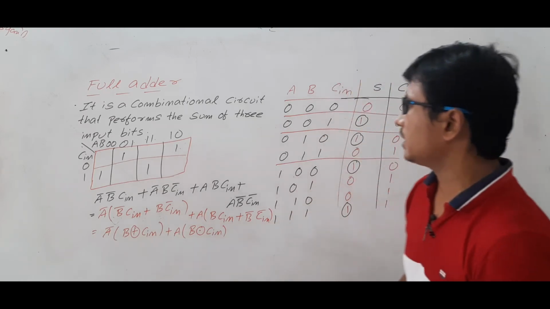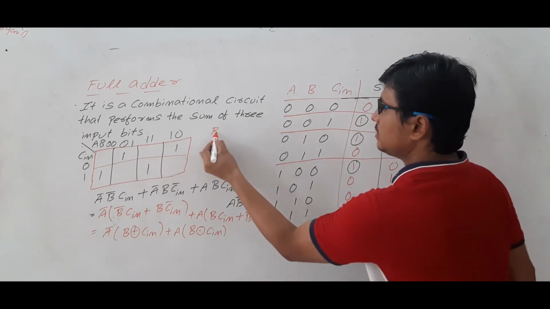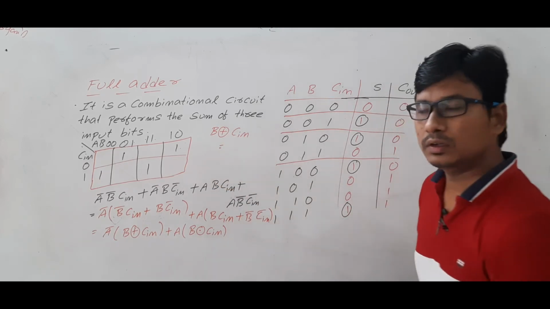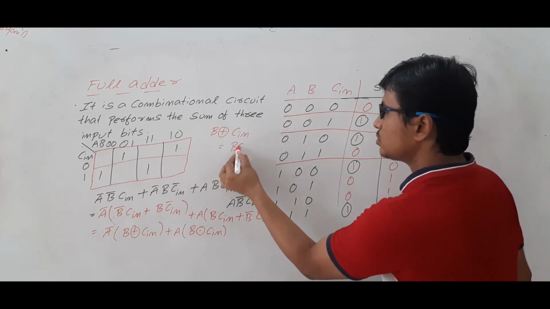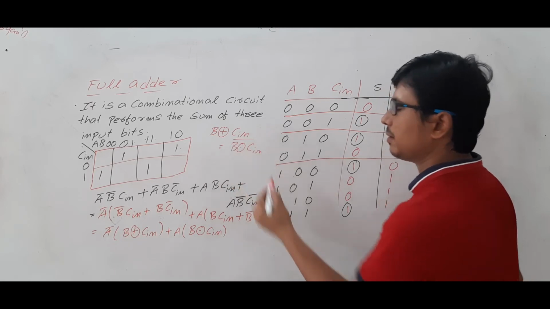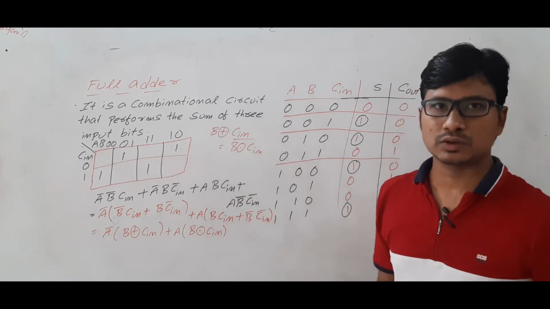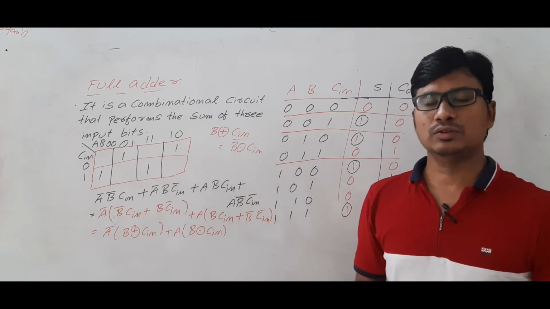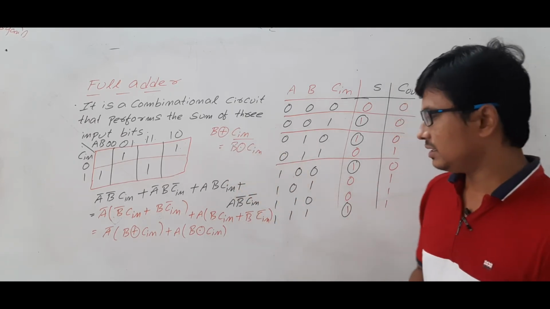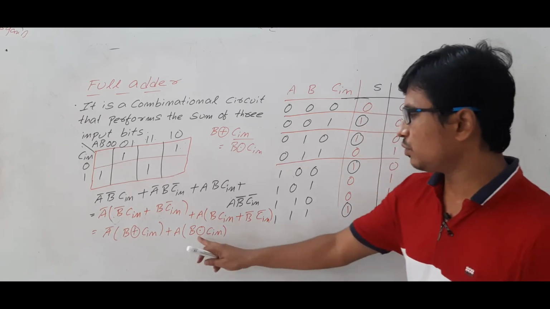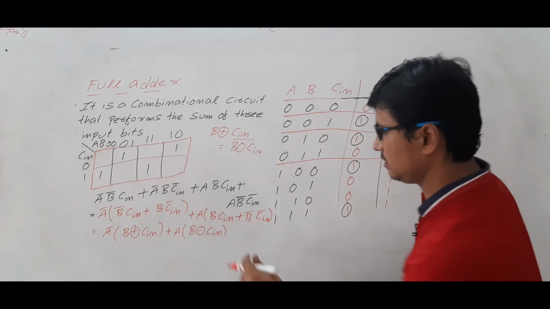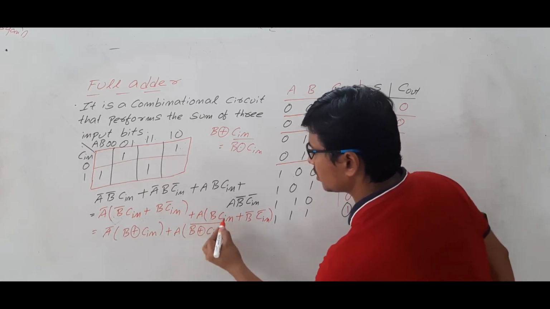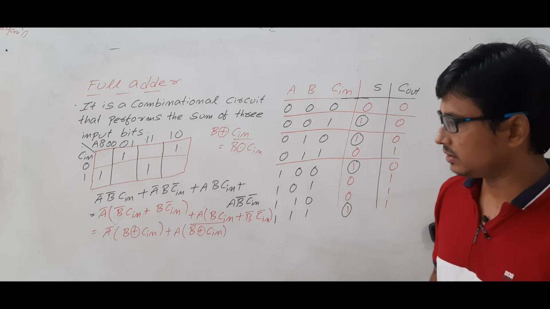Now if you take this one, this is what? A complement. Can I write this one as B exclusive or C in is equal to B exclusive nor C in complement? Am I right? This is exclusive or, this is exclusive nor. If I take the complement of it, I will get the exclusive or from the exclusive nor. Is it clear? So this one I can write as B exclusive or C in, whole complement. Can I write it or not? Yes, I can write it.